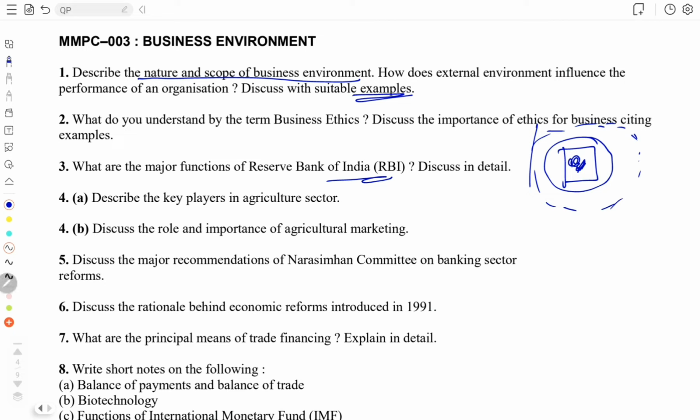So, what is the Reserve Bank of India? RBI, it is the apex bank, right? It is the first prime bank. It formulates and regulates the monetary policy, and it is the controlling authority for all the other banks in the nation, right?